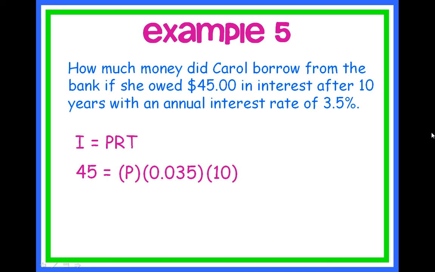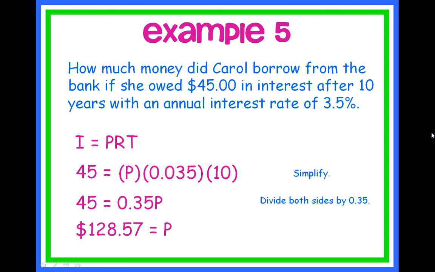Need to make sure we simplify to get P by itself. 0.035 times 10 is 0.35. Then we've got to bring that P down. To get P by itself, we have to divide both sides by 0.35. When we do that, we get that the principal was $128.57. That is what she started out with. Okay, try these on your own, see what you can do.